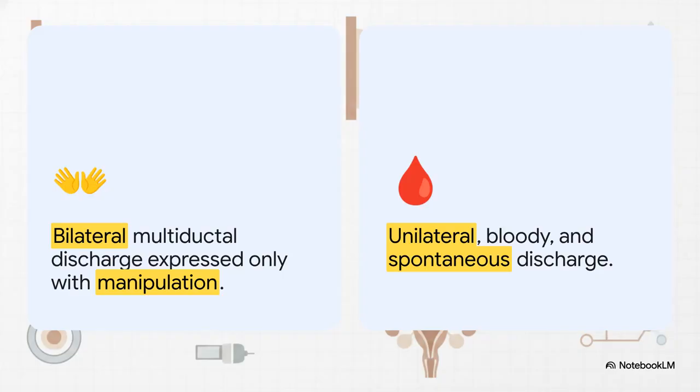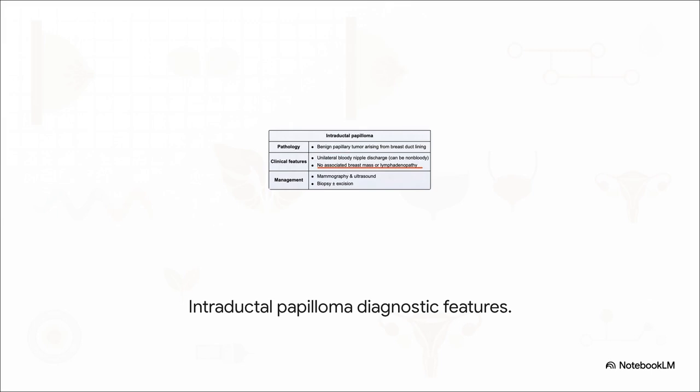Moving to nipple discharge, you have to separate physiologic from pathologic. Physiologic discharge is typically bilateral, multiductal, and only expressed with manipulation. Pathologic discharge, however, is spontaneous, unilateral, bloody, or associated with a mass. When it's abnormal like that, you jump straight into age-based imaging and biopsy. A classic exam scenario is the intraductal papilloma. This is a benign tumor that presents with unilateral, spontaneous, bloody nipple discharge, but crucially, without an associated palpable breast mass.